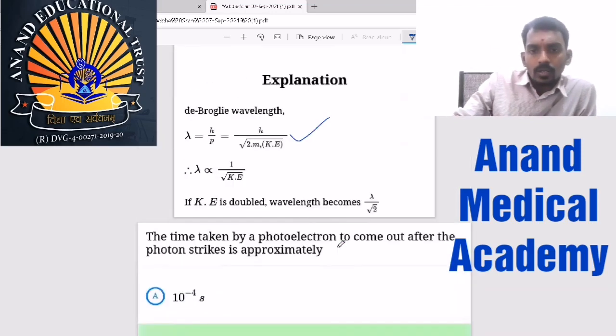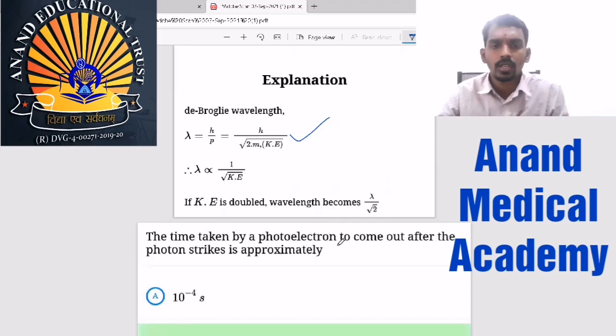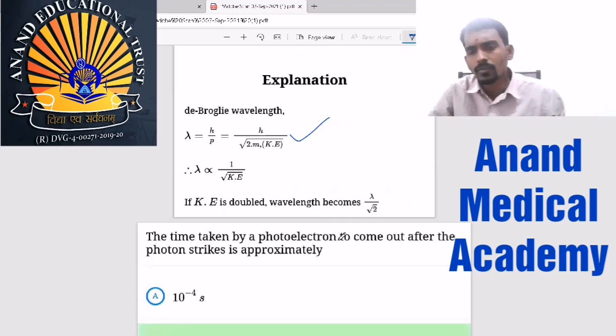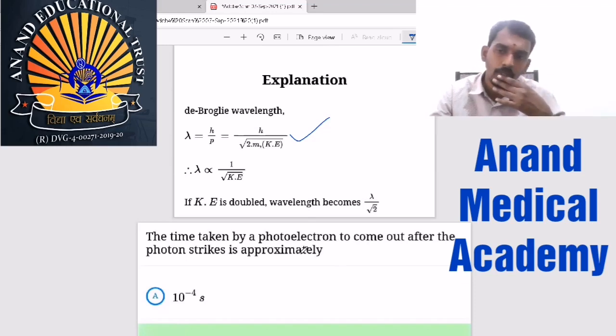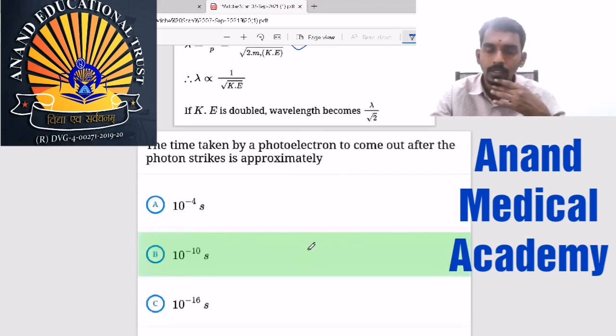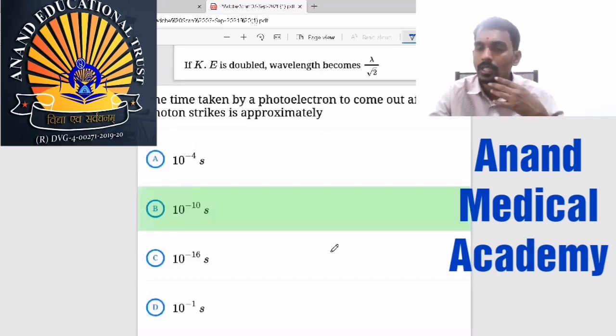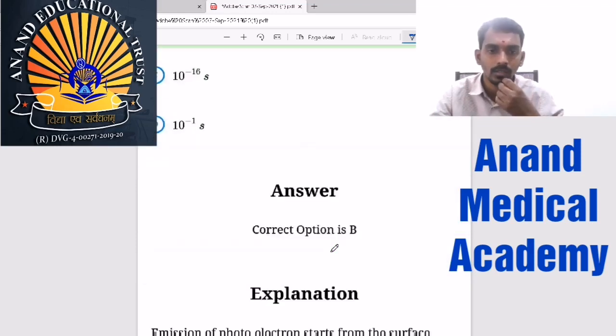The time taken by a photoelectron to come out after the photon strikes is approximately. The only purpose of giving this question is that there are a few information based questions which are given in textbooks. But which one they will ask, or from which chapter they will ask, we don't know. As much information as you can remember, that much you remember, and that too whatever you have studied till now. So if a question comes and you know and remember, then only you can answer it. So there is a chance to get this kind of question.